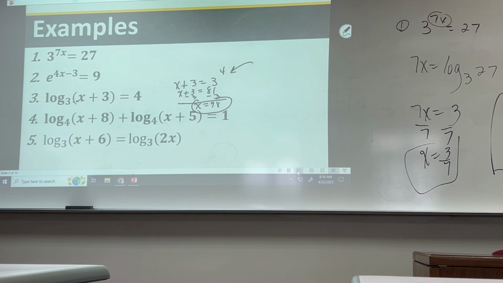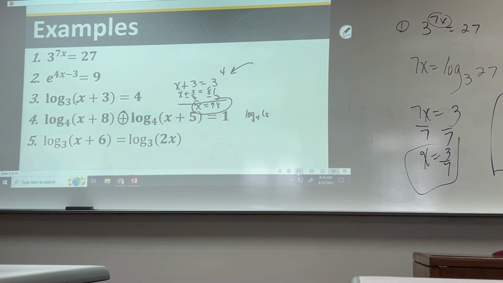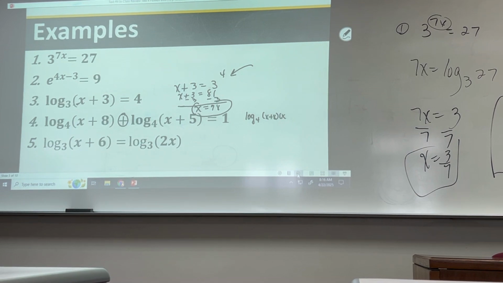Now, number 4, we have 2 log terms. So that one I need to condense first, right? If there's more than one log term, use the properties for expanding and condensing. If that is in the expanded form of plus, then when I condense it, it's going to be a product, right? This is the product rule. So I'm going to rewrite that as log base 4 of x plus 8 times x plus 5 equals 1.